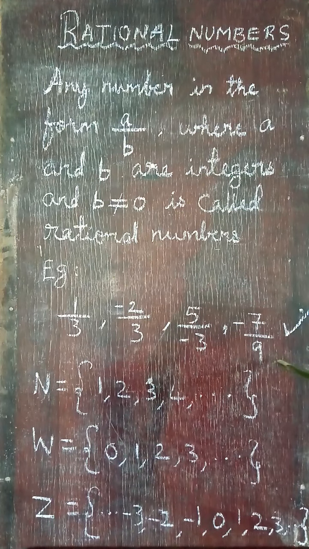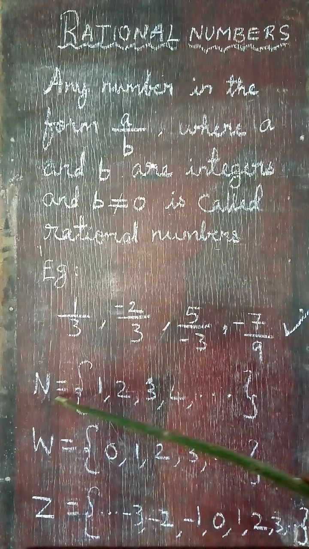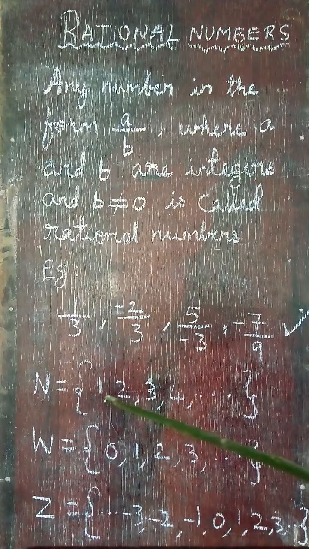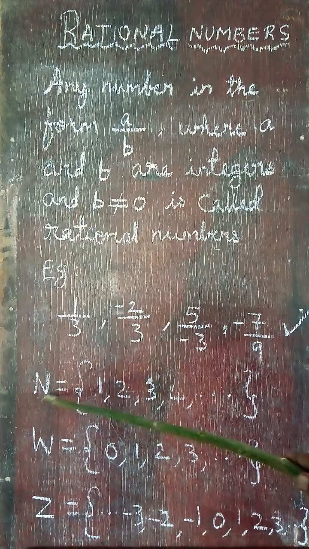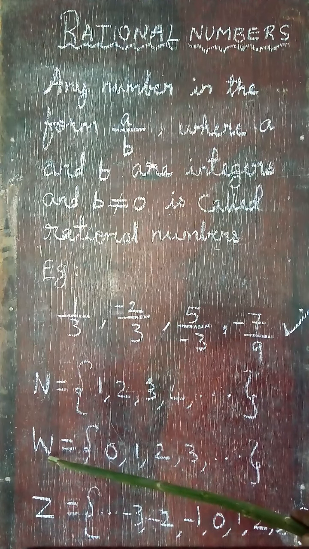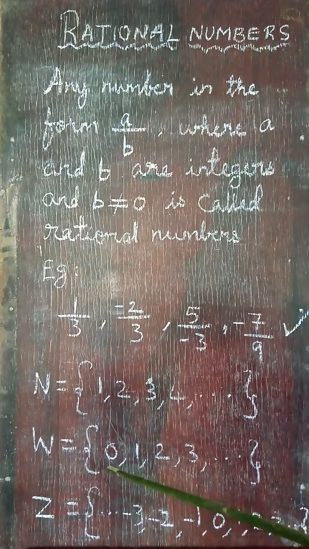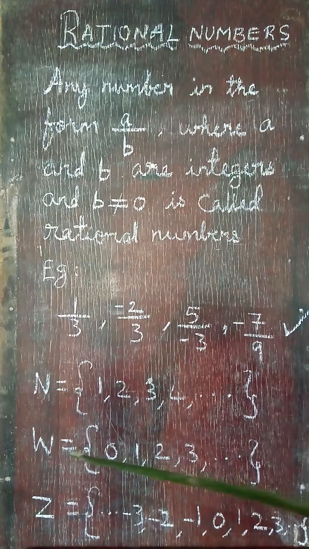9 is also an integer. So I have written what a natural number, whole number and integer are. Natural numbers are the collection of numbers 1, 2, 3, 4 and so on. They are denoted by capital letter N. Whole numbers are denoted by capital letter W. They are the set of numbers 0, 1, 2, 3 and so on. We saw that in fractions, that is whole numbers.